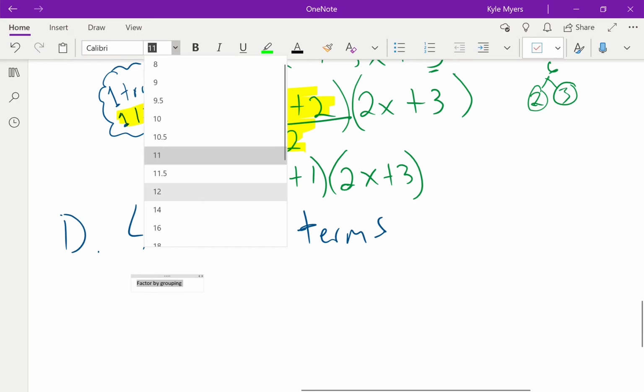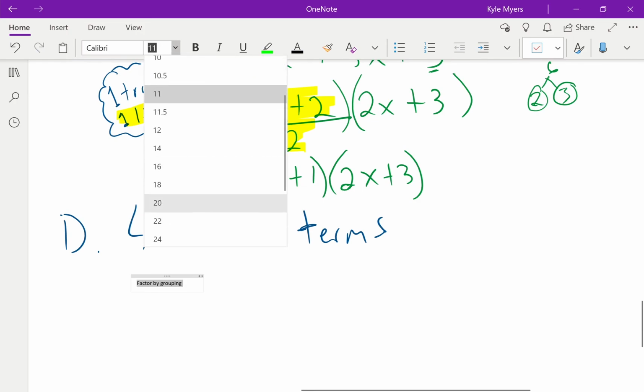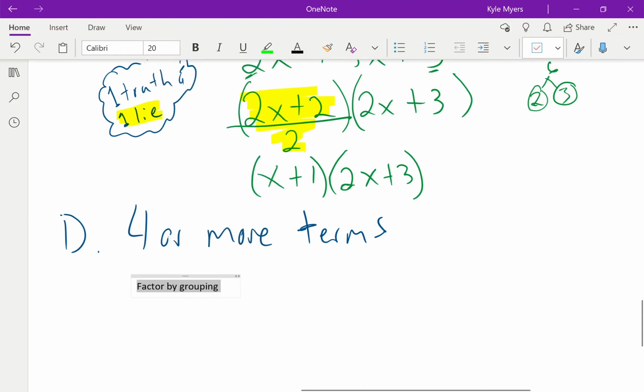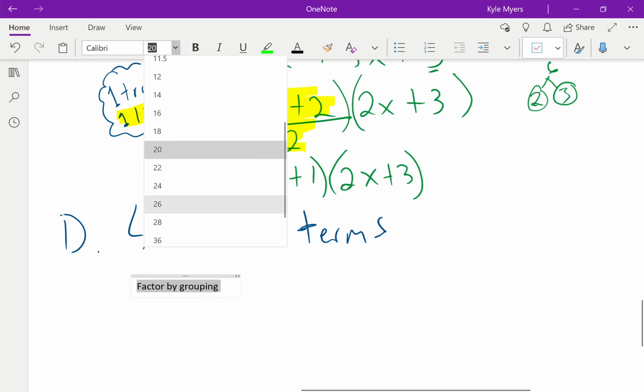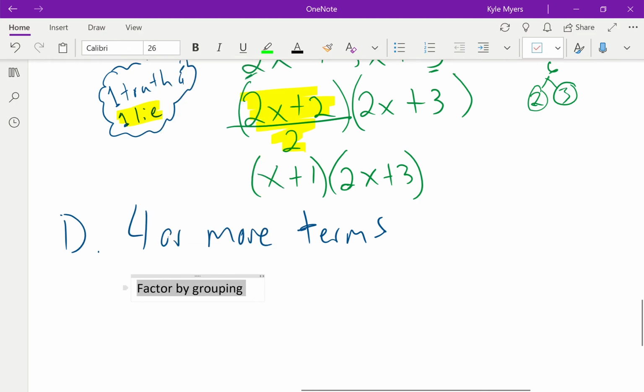Defaults to Calibri. I don't even know what that means. 20. Is that big enough? It's not as big as I've been writing, though. Let's make it a little bigger. Let's do 26, because why not? All right, so factoring by grouping, which you can do typically with 4 terms. 4 terms is the most common example. All right, let me make this longer. There we go.